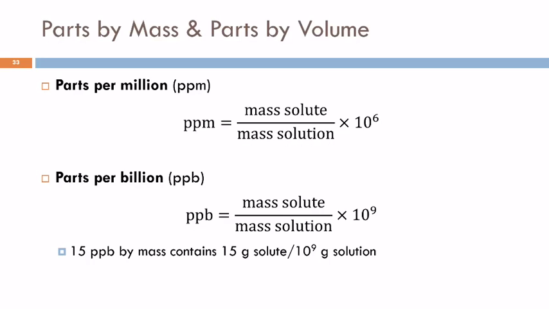Parts per million is how many parts per million parts. So if you're trying to calculate that, you'll take the mass of the solute divided by the mass of the solution, and you multiply by 1 million. Parts per billion is solute over solution again, times a billion. And we can express these as conversion factors. 15 parts per billion by mass means you've got 15 grams of solute in a billion grams of solution. Parts per billion is a very small concentration unit, but it's useful in things like water testing.